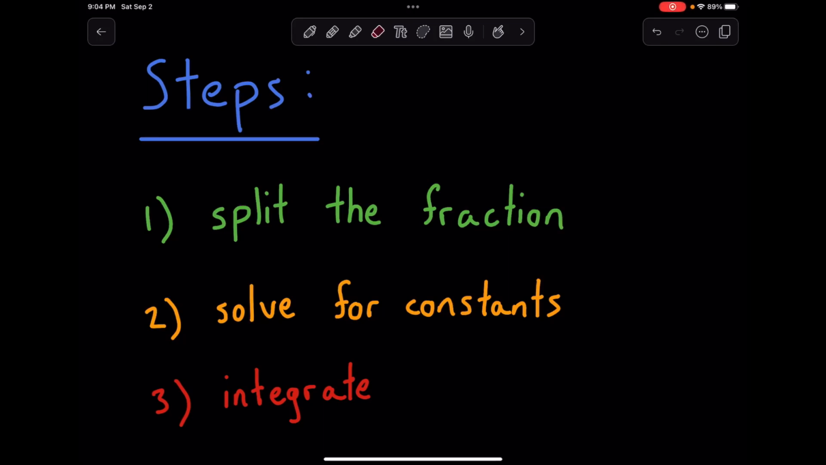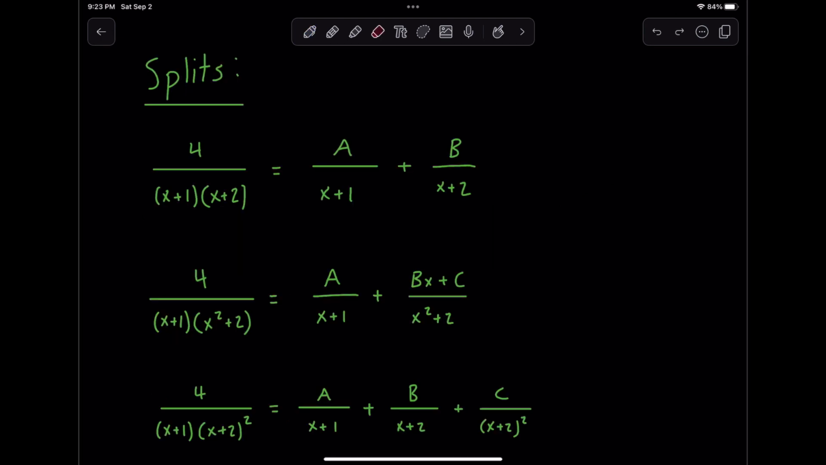In this video, I'll be covering how to integrate using partial fraction decomposition. There's three main steps you take when integrating with this technique. The first step is to split the fraction. The second step is to solve for the constants, and the third step is to integrate your new problem. These first two steps are your partial fraction decomposition, and the last step is just integrating the new question.